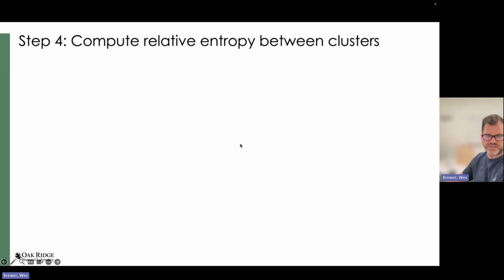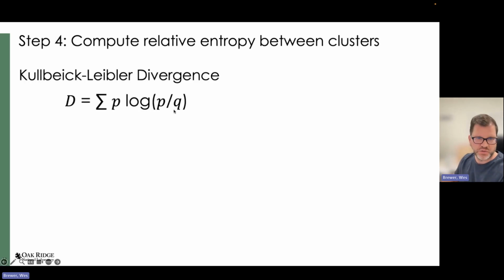And step 4 then is computing relative entropy between the clusters. To do this, we use Kullback-Leibler divergence. The KL divergence, which is defined here, measures how one probability distribution diverges from another, or more specifically, how much information is lost when Q is used to approximate P.